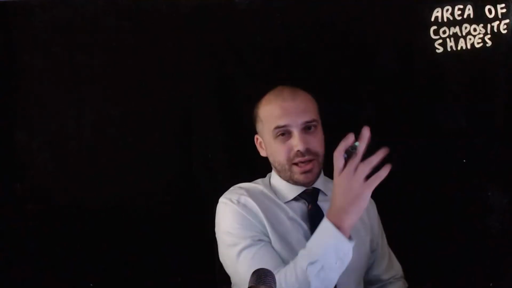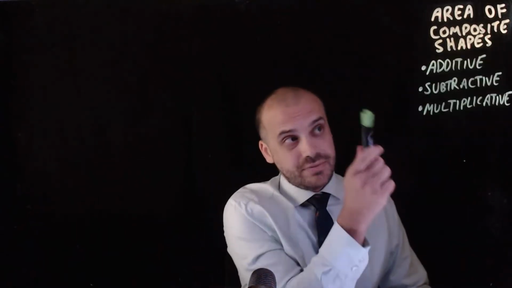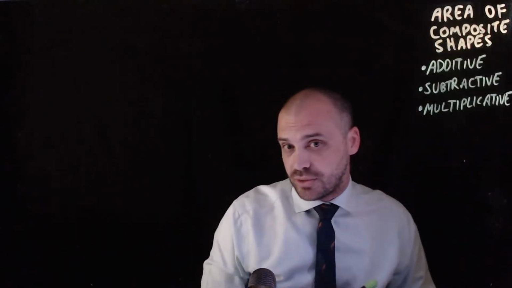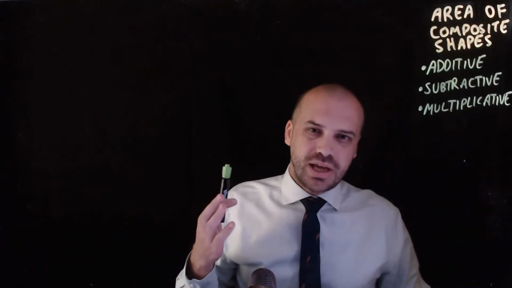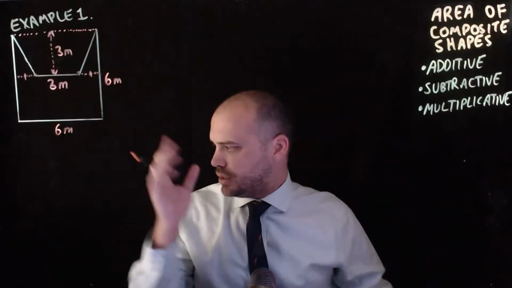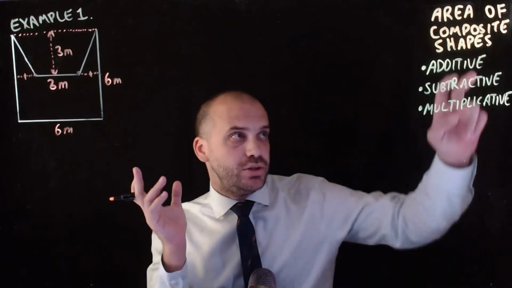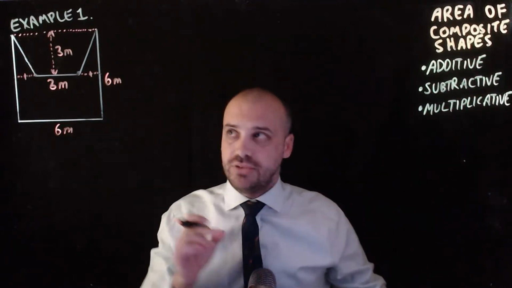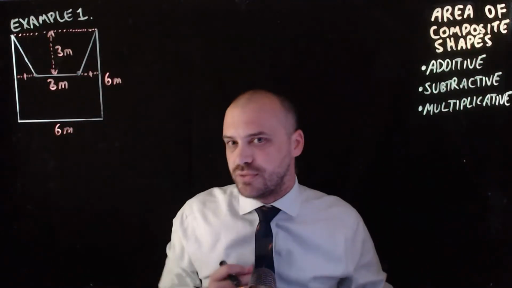So I'm going to be talking about areas of composite shapes in this video, and I'm going to be talking about 3 different methods for finding areas of composite shapes. Those methods are the additive, subtractive, and multiplicative method. You don't really have to remember all these names, but it just gives me an easy way to talk about these ideas. So this will be a good first example here because I can use the additive or the subtractive method to find the area of this shape.